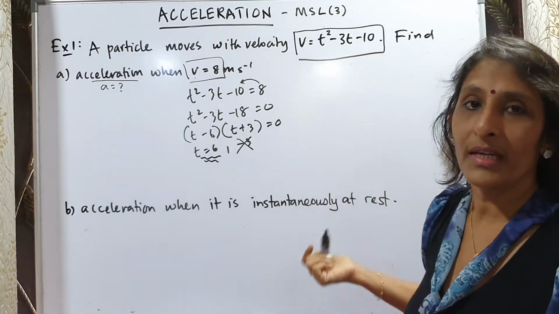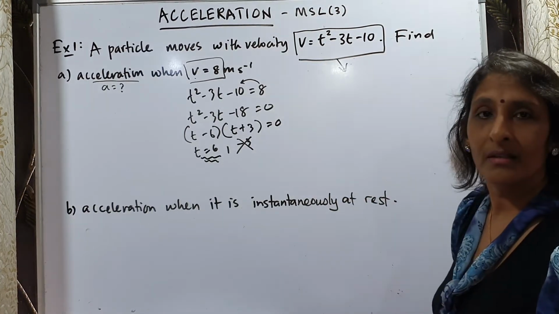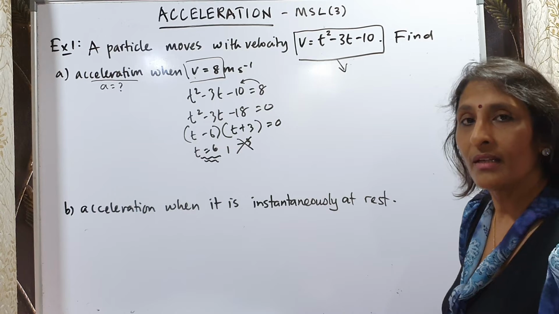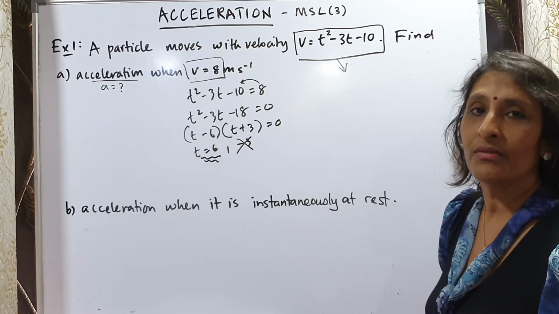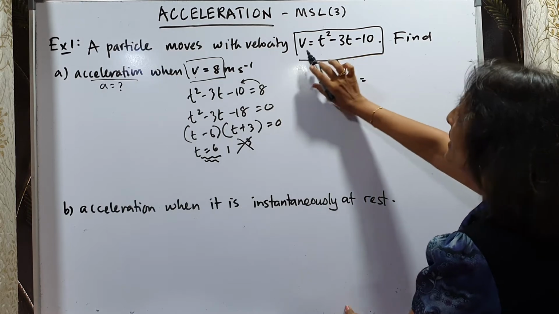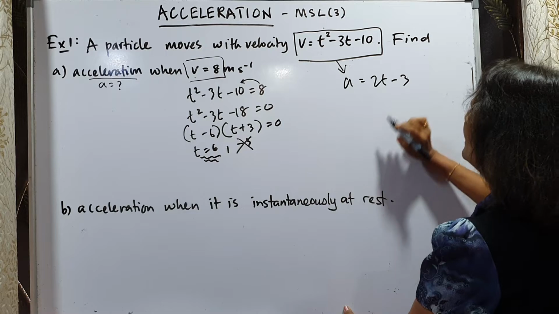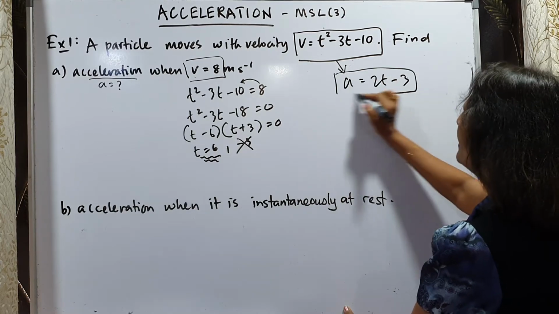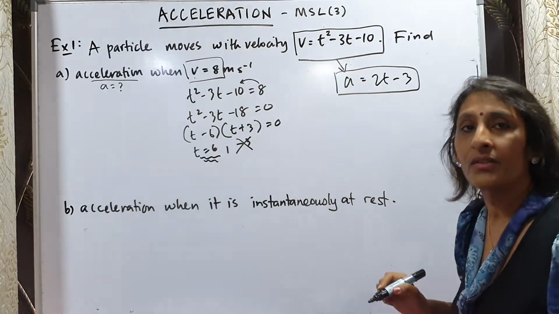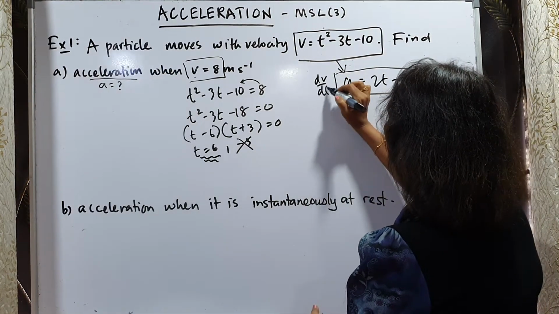Alright, now we don't have A. Okay, the equation for A is not given. But from the V, can you get the A equation? How do you get A from V? Alright, you just have to differentiate. So A is equals to dV/dt. Okay, differentiate this, you get 2t minus 3. This is your A already. See? You just differentiate the V and you got the A. Okay? dV over dt is A.